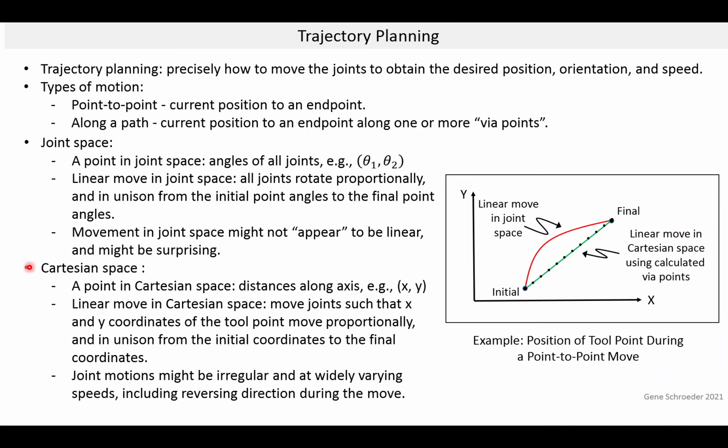Now let's look at Cartesian space. A point in Cartesian space consists of distances of the tool point along the axes. So for the demo robot, that is the x and y coordinates of the tool point.